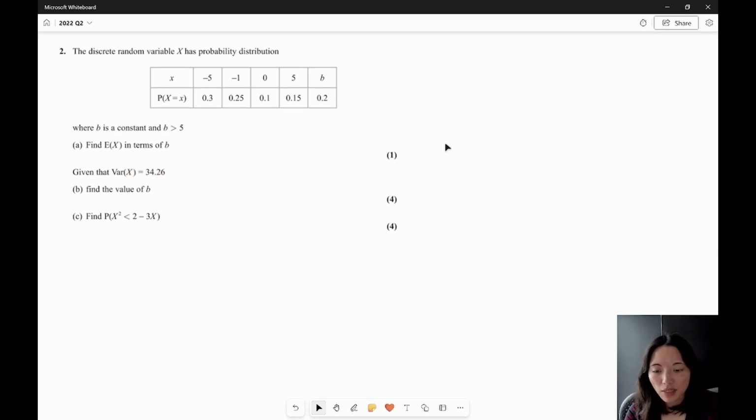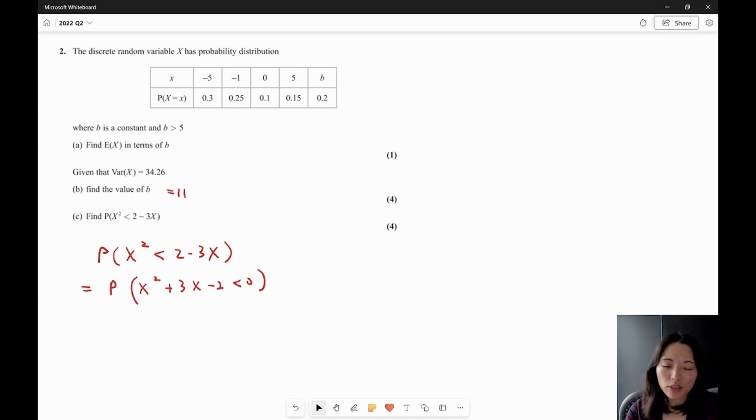Now let's move on to part C. We know that b equals 11, so that's quite useful. We've now been asked for the probability that x squared is less than 2 minus 3x. The helpful thing is that x takes discrete values. Therefore, it shouldn't be hard for us to work out this probability. Rearranging this term, we get x squared plus 3x minus 2 less than 0. So what we need to be doing from the table is simply to work out what values of x would allow us to get this expression, x squared plus 3x minus 2, to be less than 0.